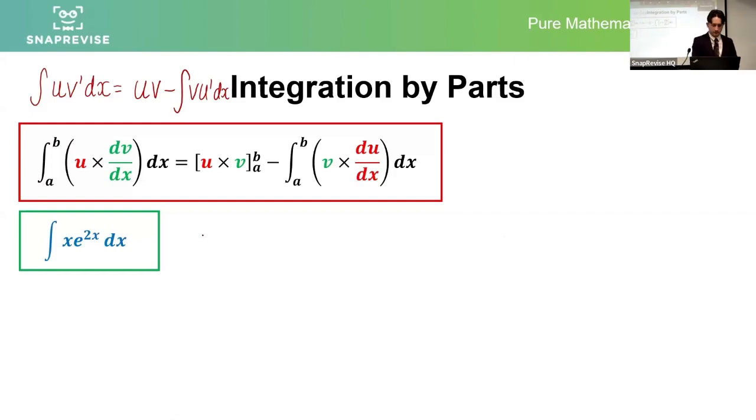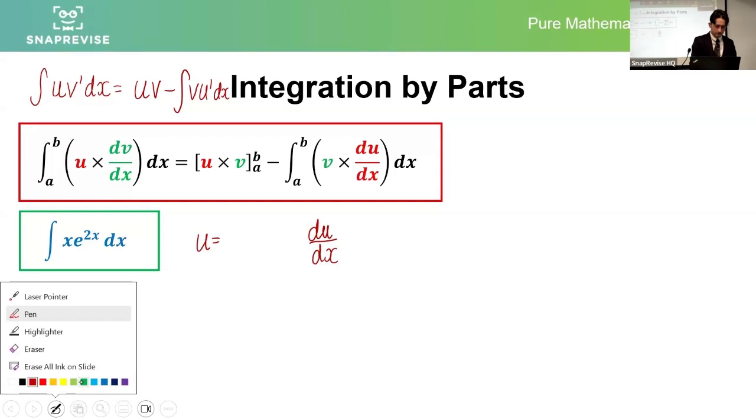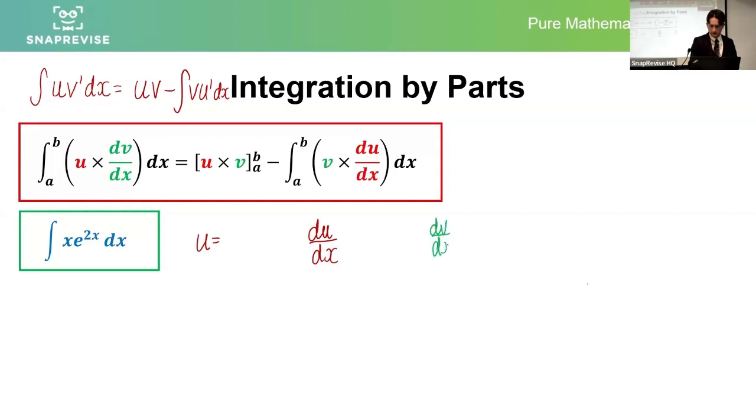Now, what we're going to do is say what's u and what's du dx or u dash. And then we're going to say what's dv dx and what's v. Right. It does get more complicated than x and e to the 2x.